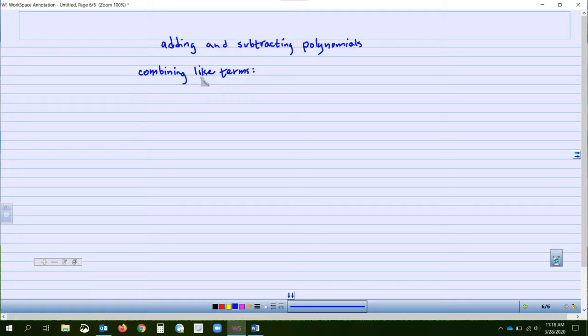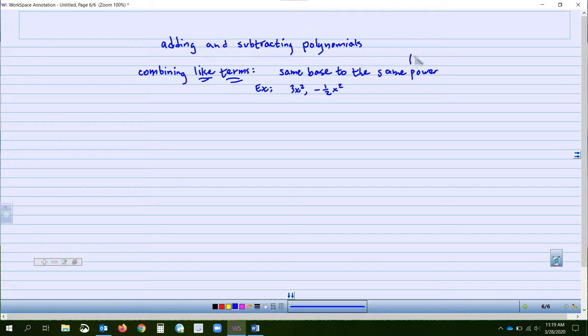So like terms are terms that have the same base to the same power. Like terms have the same base to the same power. For example, 3x squared and negative 1/2 x squared. Those are like terms. The base is x and the power is 2.